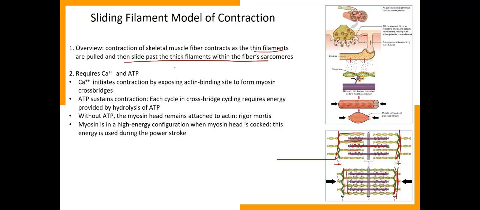As I said before, it requires calcium ions. So these are the calcium ions, and it also requires ATP for it to happen. Without ATP, the myosin head remains attached to actin, and that's what happens right after people die. You get rigor mortis because there's no freshly generated ATP to replace the ADP and phosphate.